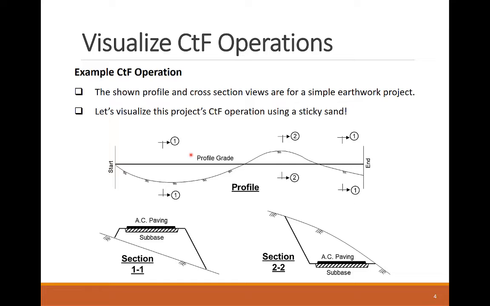Here is a simple profile view of a roadway project where the road goes through two valleys with a lower existing elevation and a hilly segment with higher existing elevation. Section view 1.1 shows the road cross geometry in the valley segment. And you can see here we need to fill the road embankment as shown.